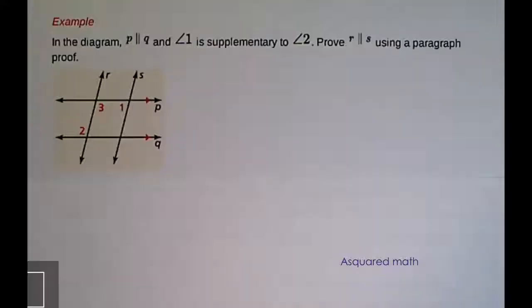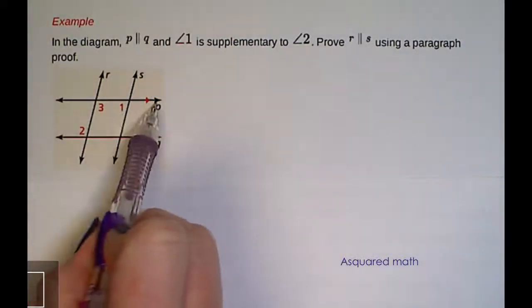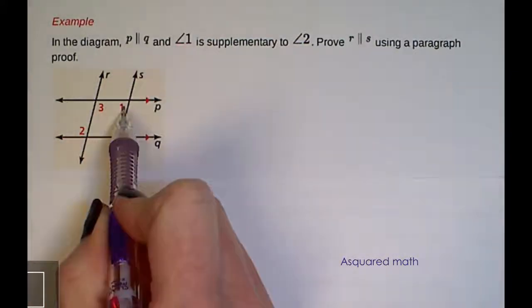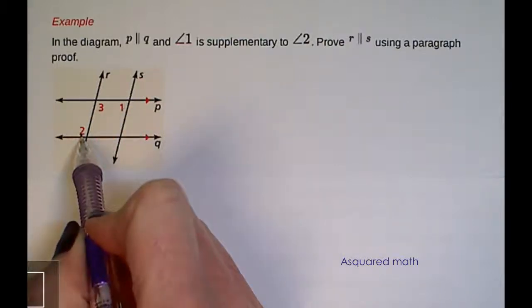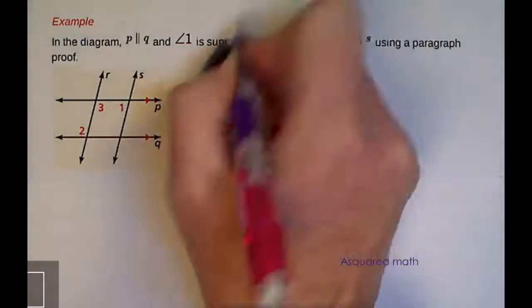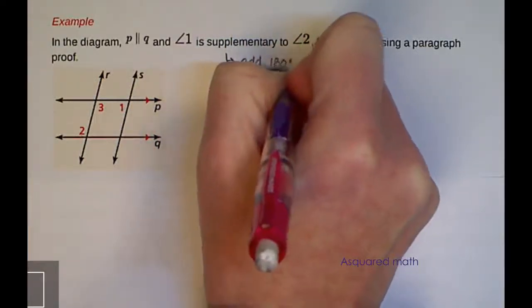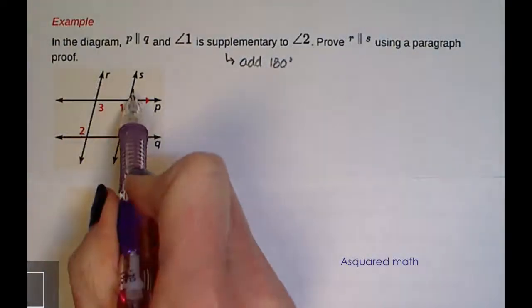Second example that we have says, in the diagram, line P is parallel to line Q, and angle 1 is supplementary to angle 2. Prove line R is parallel to line S using a paragraph proof. So we are told these two lines, line P and line Q, are parallel. We are also told angle 1 and angle 2 are supplementary, so that means, if you recall, they add to 180 degrees. And we're asked to prove that R is parallel to S.